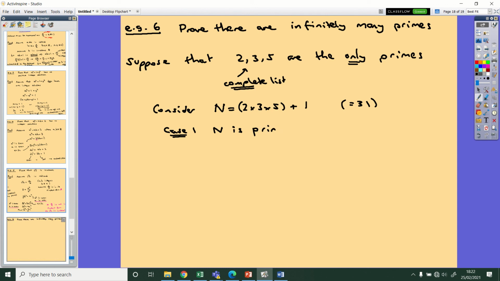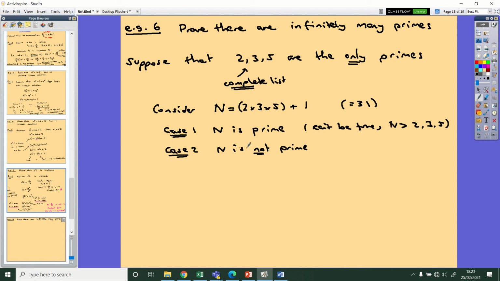So firstly, N could be a prime number, but if you think about what we've got here, this is a complete list of primes. So my bigger number here can't possibly be prime because it's bigger than 2, 3, and 5. So that would be a contradiction. So if it's not prime, then that's our second case. We've exhausted the case where N is prime.